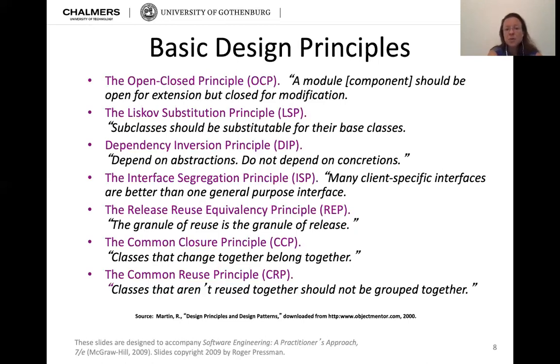And then there's the common reuse principle. Classes that aren't reused together should not be grouped together. So if they are not close enough, if there is no cohesion in the module, then they shouldn't be hanging out in the same module.